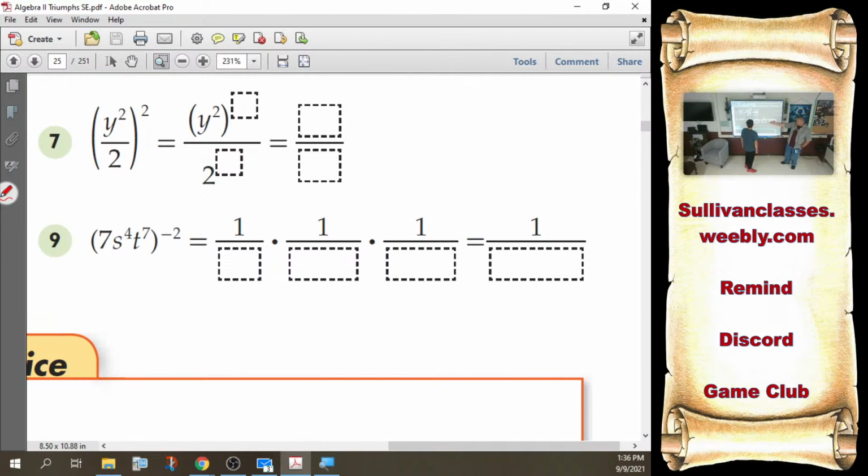Number 9. Who's getting that -2? All of them. You see how it's broken up? 3 different things? 7, S, and T are 3 different things. So give the 7 the 2. Give the S to the 4th the 2. Go ahead and give all of them that 2. Yep. Give them the 2. When it goes downstairs, you lose the negative. 7 to the 2nd.